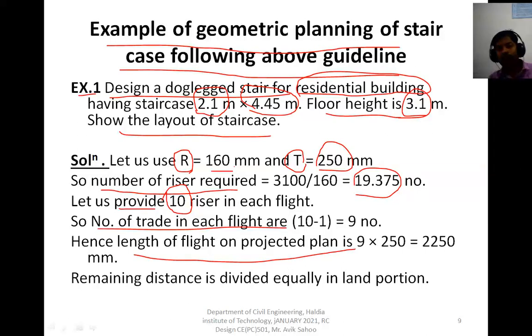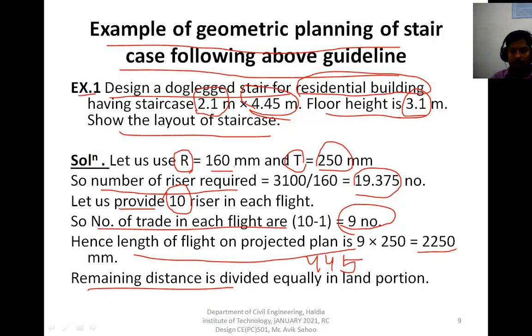So what is the length of the flight? 9 treads are used, and the tread dimension is 250 mm width. So the length of flight is 2250 millimeter. Now the remaining distance is 4450 minus 2250.